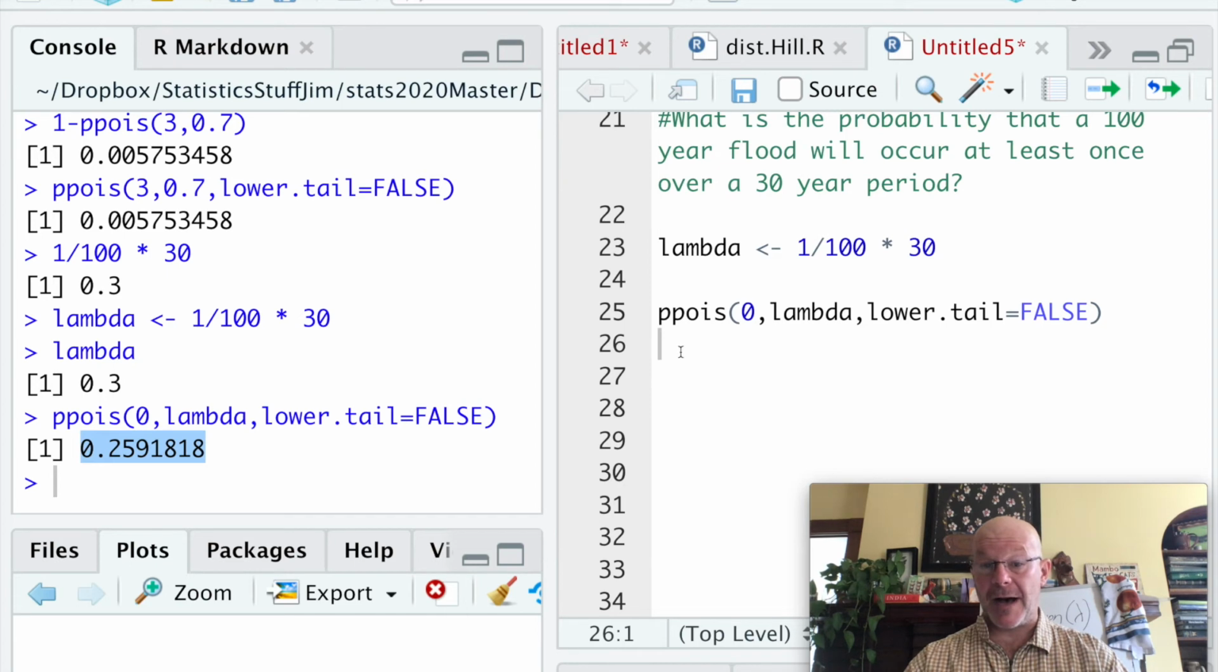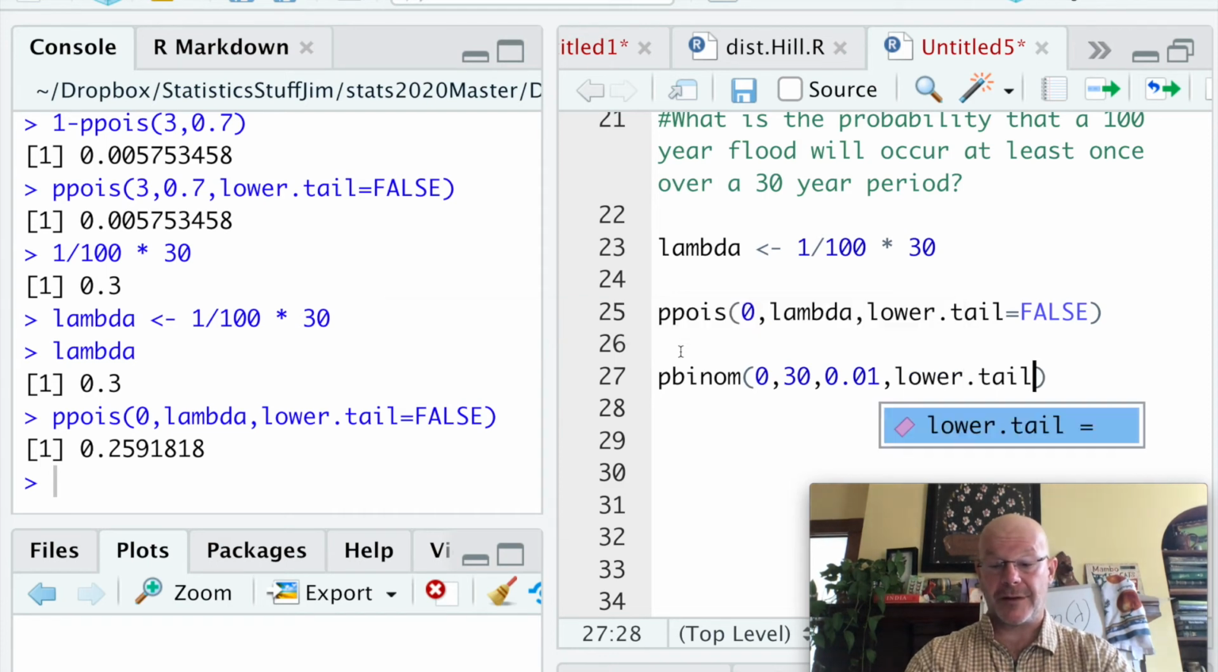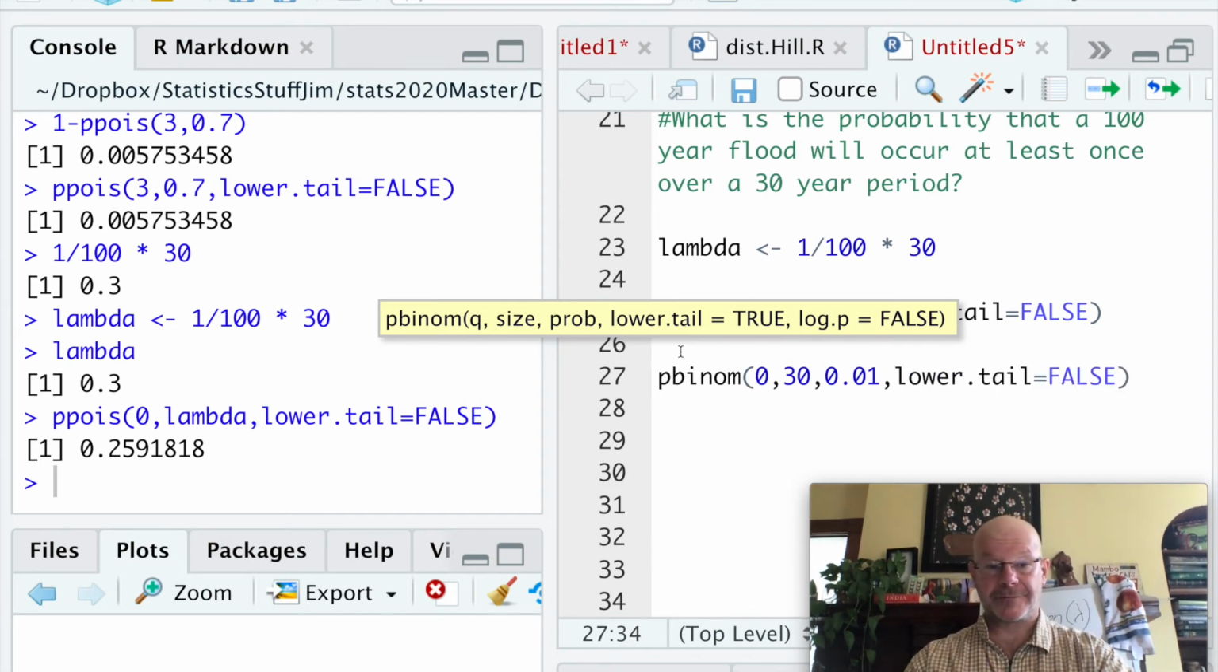Now, an alternate way to model this is you could model it as a binomial, right? Because there's 30 years to think about. And so we could say pbinom, and I want to know the probability. Again, we're going to do probability of there being 0, because then we'll take the other part of the probability mass over a 30-year period. So there's 30 trials. And the probability for any given year is 0.01. That's our probability. And then, of course, we will also say lower tail equals false.